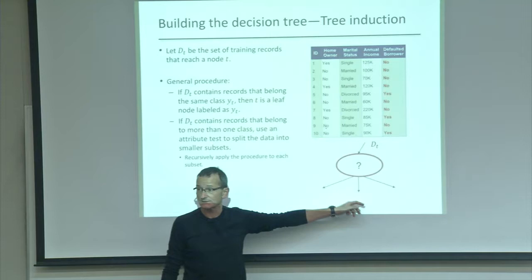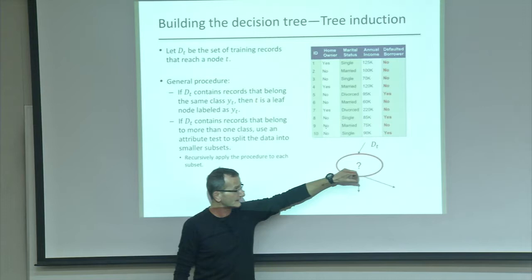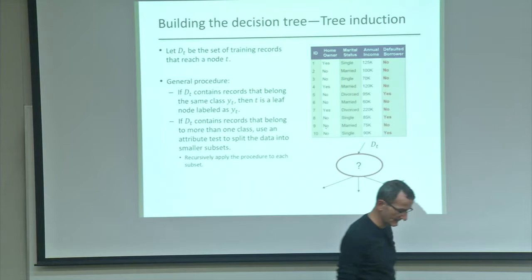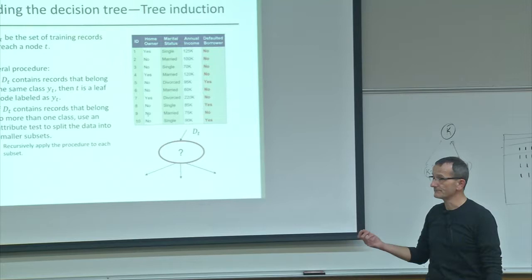And the whole process of taking that and splitting it will end when I get to a node in which the class label associated with all the examples that fall there is the same or nearly the same. So it's like a homogeneous leaf node on the decision tree.